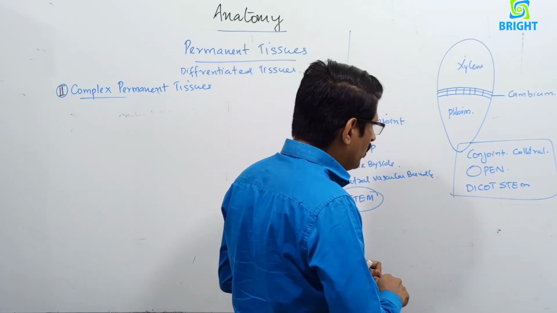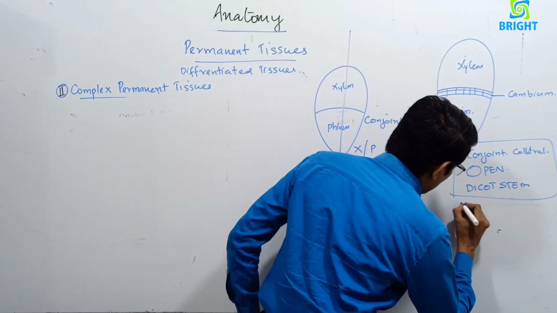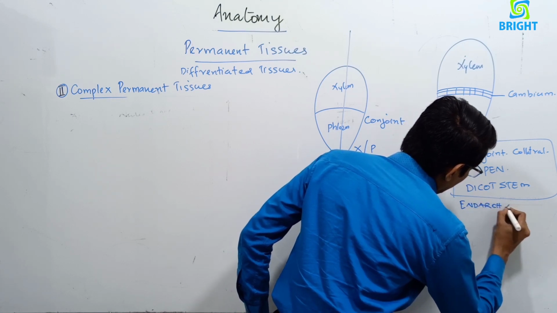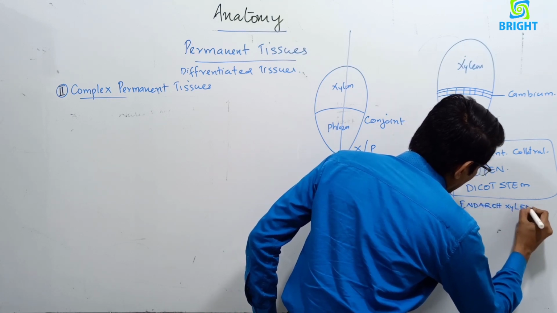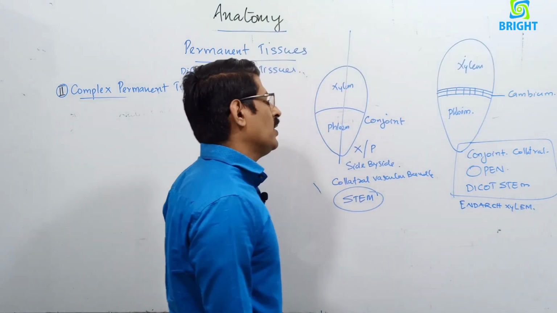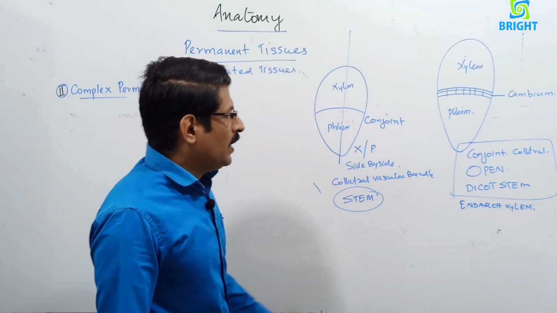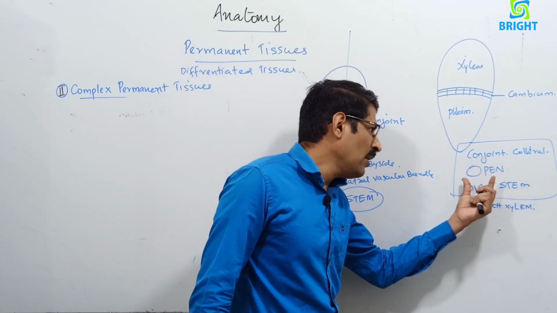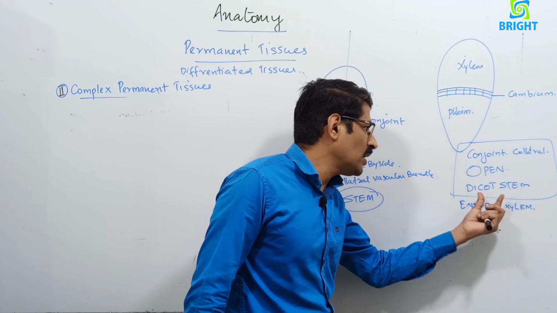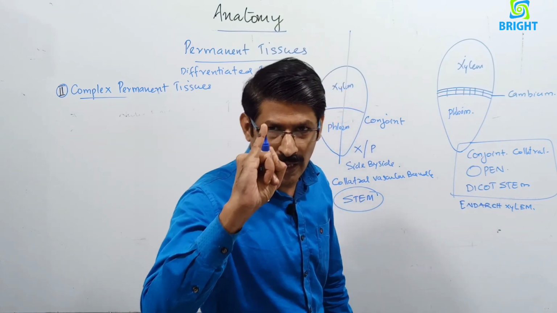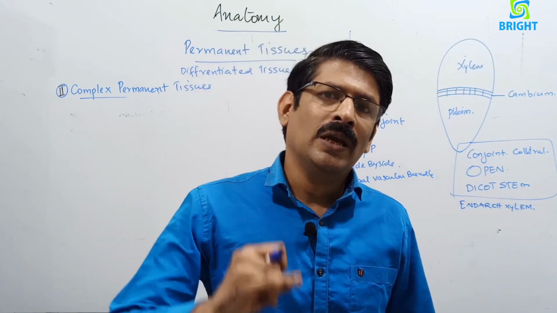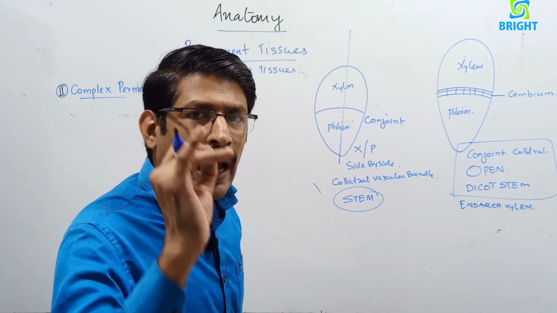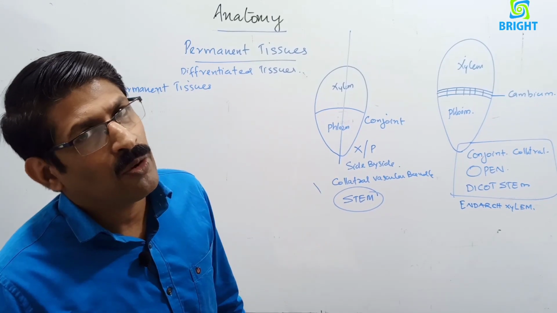And in the stem we know that there is another character, endarch xylem. So this is the identification character of a dicot stem. In stem it is endarch and it is conjoined collateral. When the cambium is present, it is dicot. If it is endarch, it is a stem. If it is conjoined collateral, it is a stem. And when the cambium is present, it is a dicot stem.